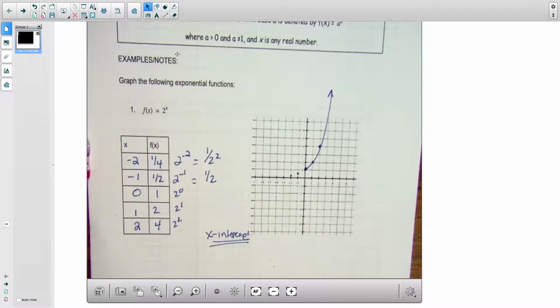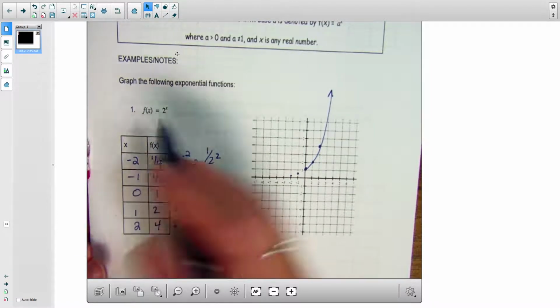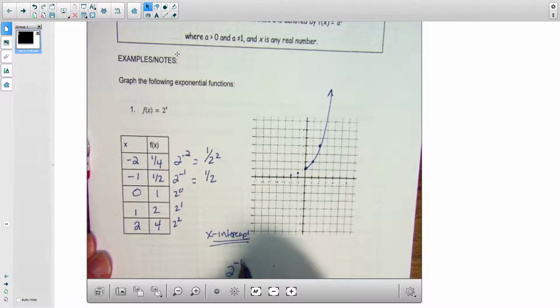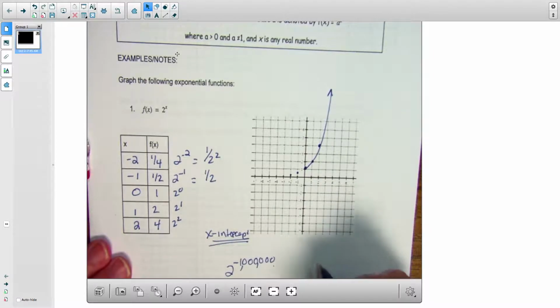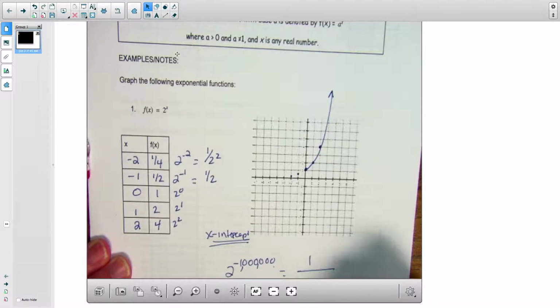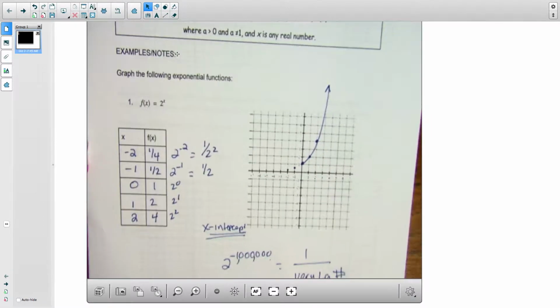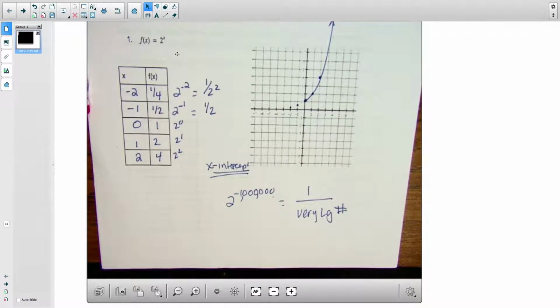Does this function have an x-intercept? No. Because what happens when I take x and make it some really huge number, like 1,000,000, 2 raised to the negative 1,000,000? It's going to be 1 over 1 very large number. You take 1 and divide it by a really, really super big number, what do you get?